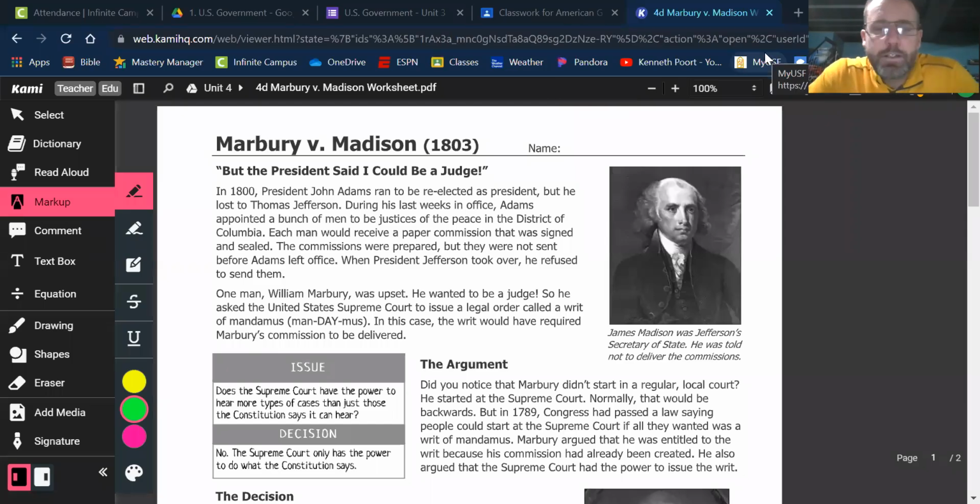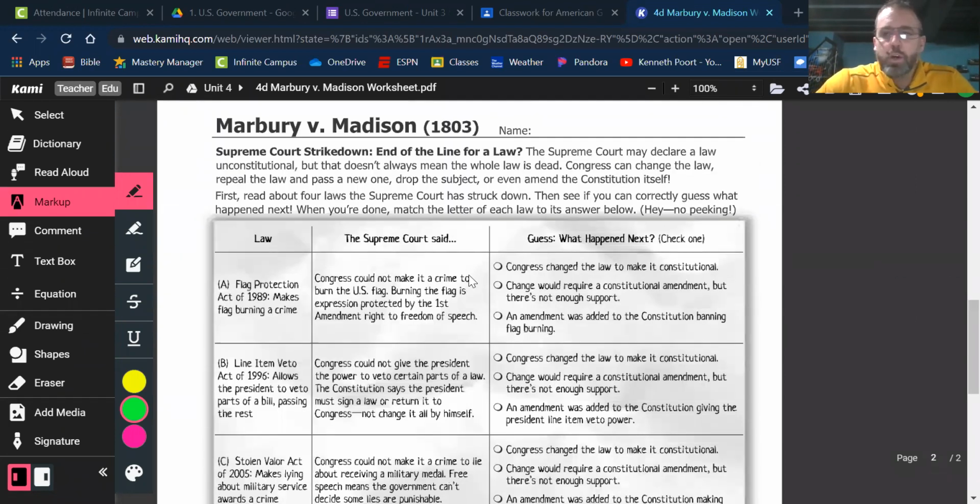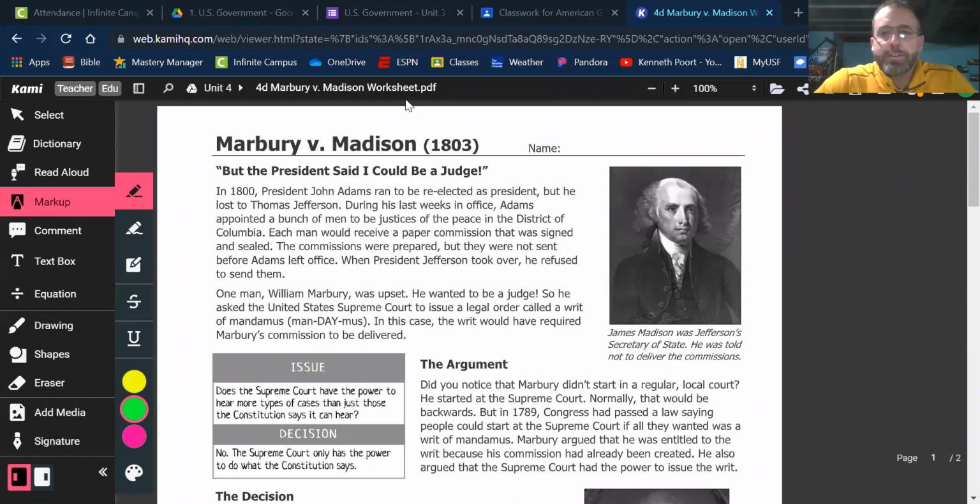All right, guys, I'm going to spend a little time here going through the Marbury versus Madison case with you to try to help you understand it as best as I can. And then after we read through that, we'll go through the worksheet that corresponds with it on the next page in your packet. Okay. So the Marbury versus Madison case.